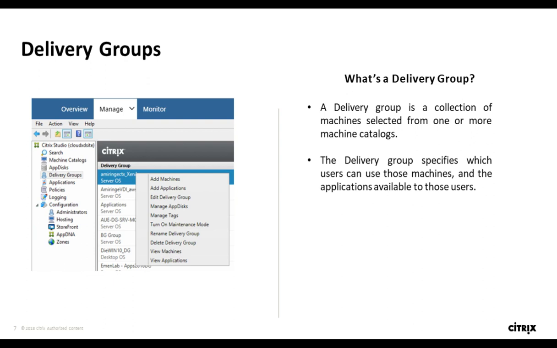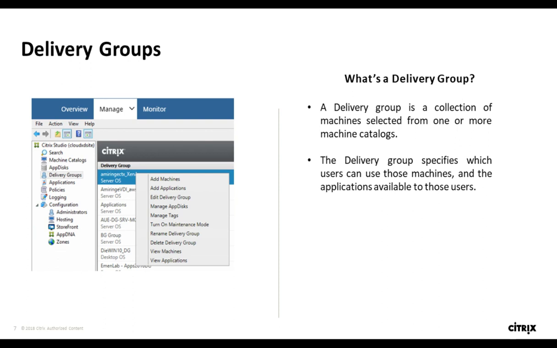Let's move to delivery groups. A delivery group is a collection of machines selected from one or more machine catalogs. The delivery group specifies which users can use those machines and the applications available for those users. Begin by creating a delivery group. Later, you can change the initial settings and configure additional ones. As part of the delivery group's properties, you will find a couple of features: application pre-launch, application lingering, and the latest and greatest feature called autoscale. Let's talk about all of them.